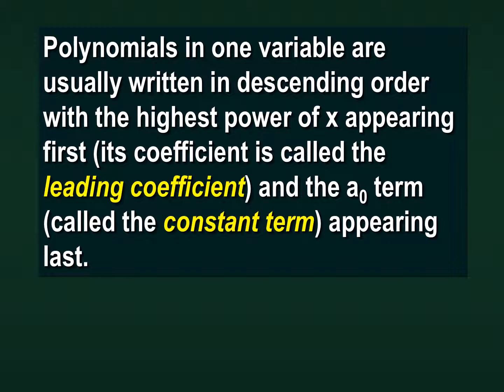Polynomials in one variable are usually written in descending order, with the highest power of x appearing first. The coefficient of that highest power is what we call the leading coefficient. And the very last term, which is just the number or the constant term, we call that a naught. And that's what that little zero after the a is. It's the a naught term, and it always appears last, and it's just the number that does not have a variable on it.